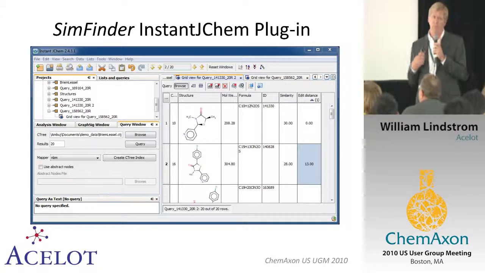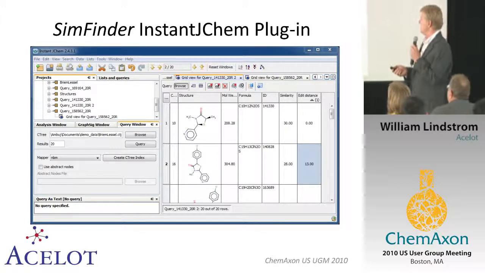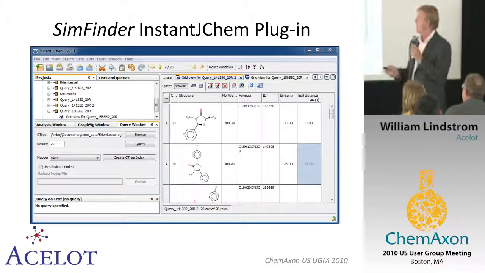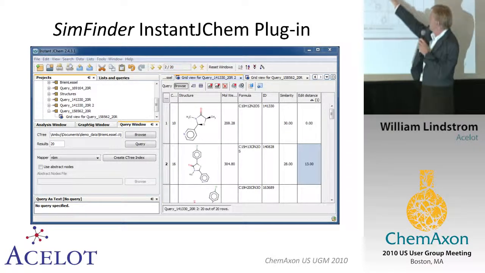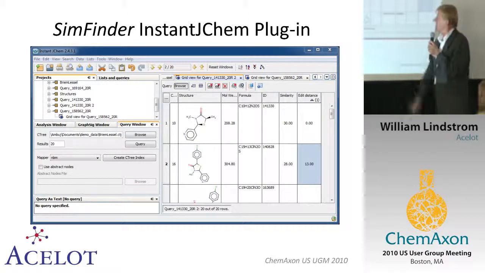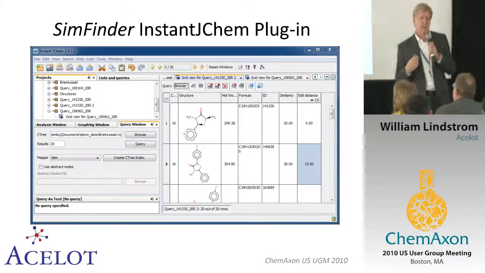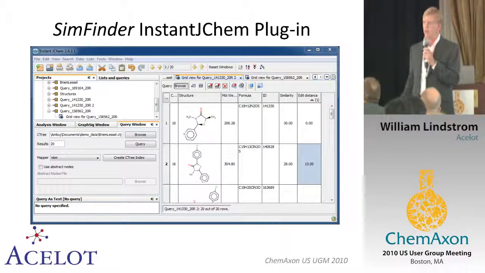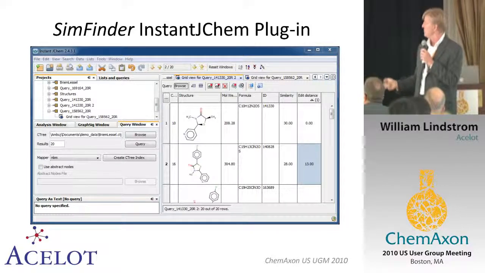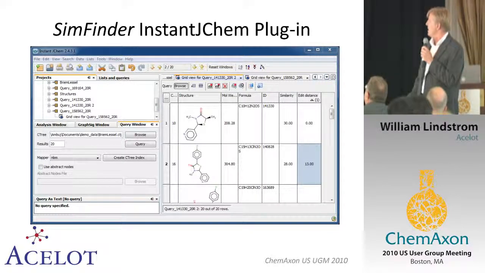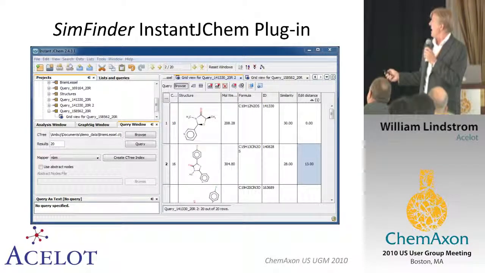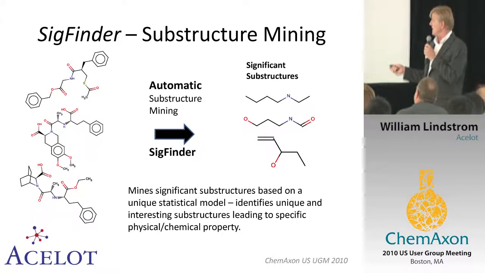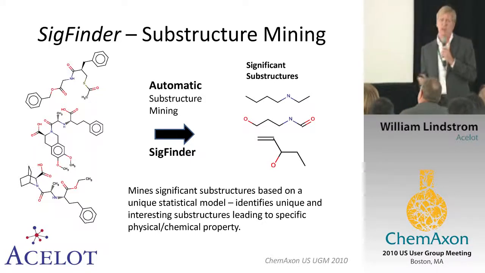One of the advantages that the topological search gives us is an intuitive mapping from a chemical query to the search structures that we come out with. And I think that that's an advantage for a medicinal chemist who's really looking for why is that molecule similar, and we're showing that in a structurally obvious way. So that's the SimFinder, and the second technology that we're exposing through IJC is our substructure mining algorithms.